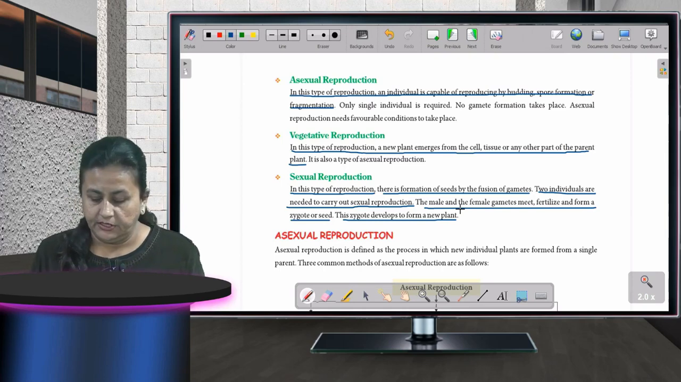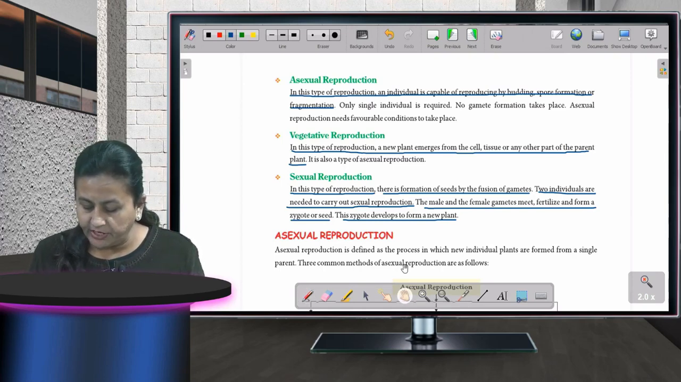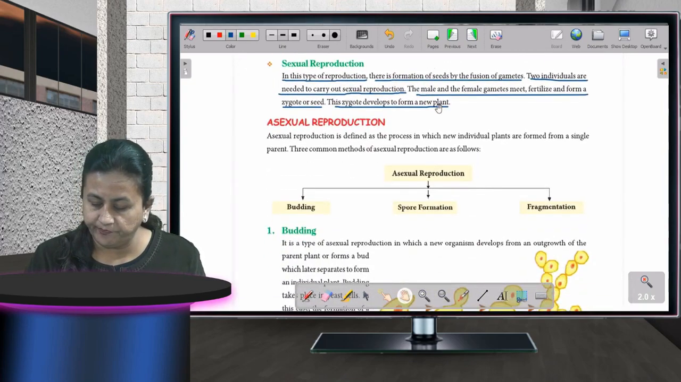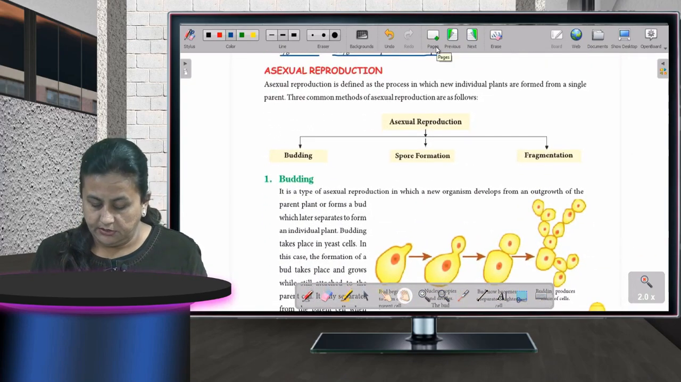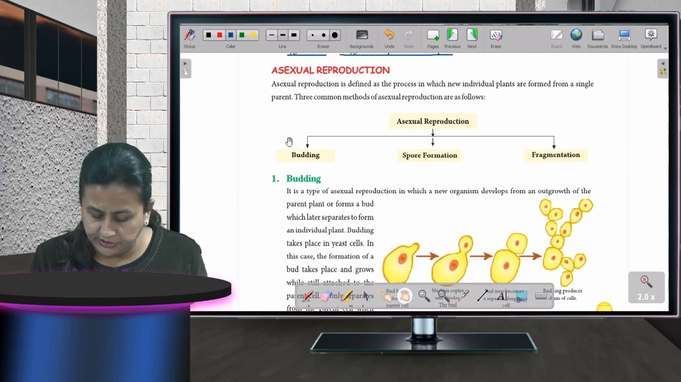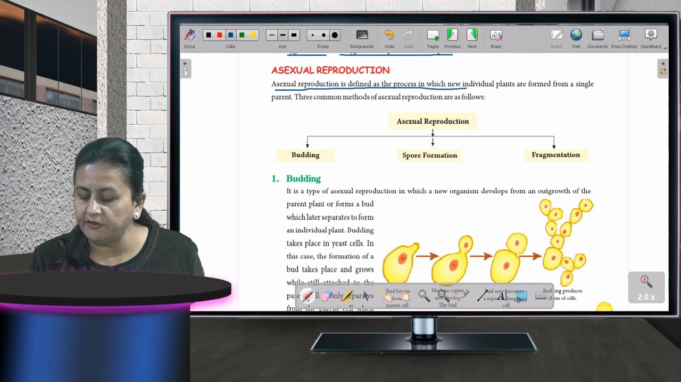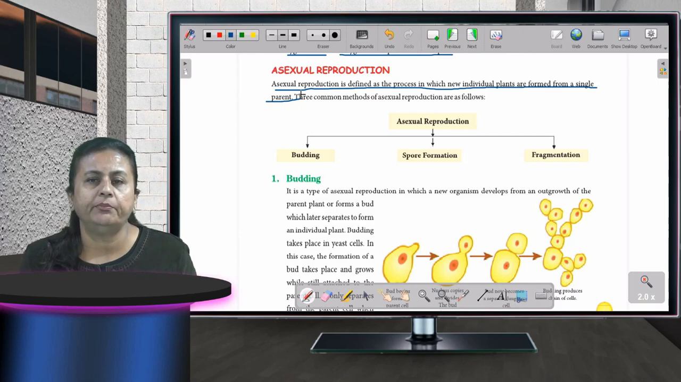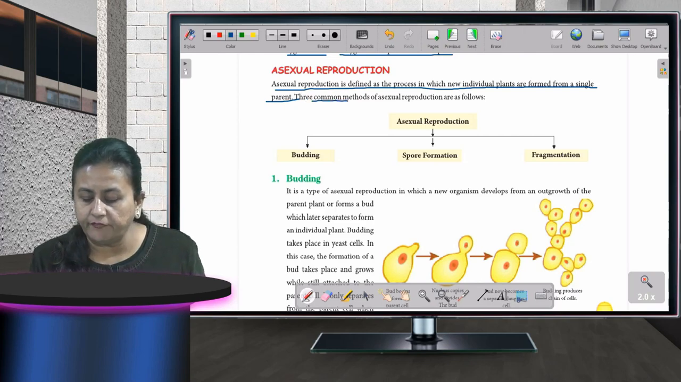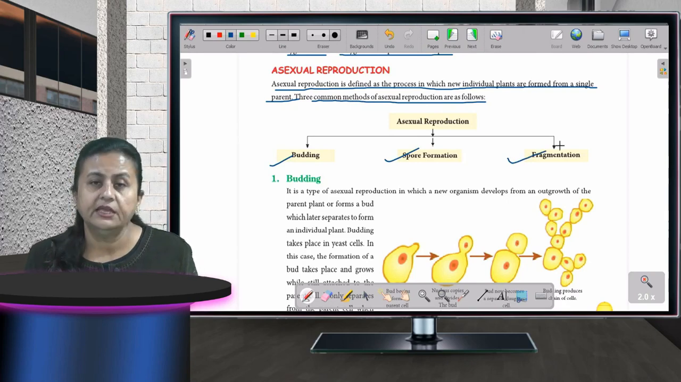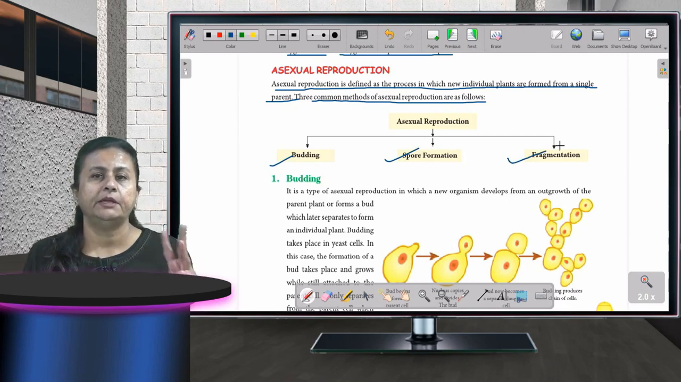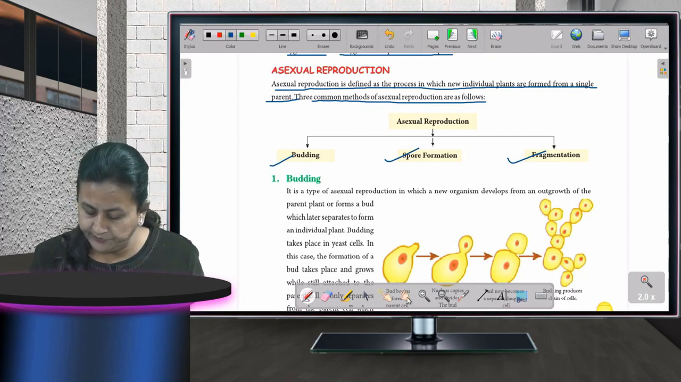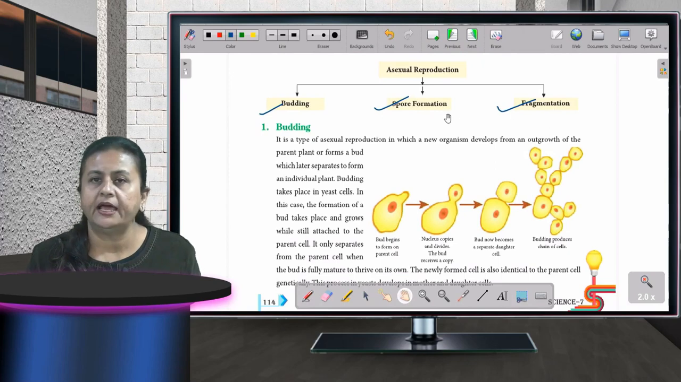Fine children. Now if I talk about asexual reproduction, you can see on your screens here. Asexual reproduction is defined as the process in which new individual plants are formed from a single parent. I told you just now, in asexual reproduction, only a single parent is required. Three methods of asexual reproduction are budding, spore formation and fragmentation. Asexual reproduction is further divided into three parts, that is budding, spore formation and fragmentation.